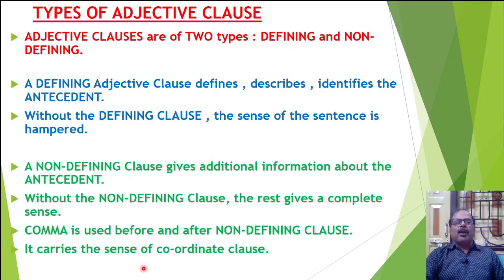Now, types of adjective clause. The most important one is the non-defining clause, and I will make a separate video on this non-defining clause, because it is the trickiest one. Adjective clauses are of two types, defining and non-defining.